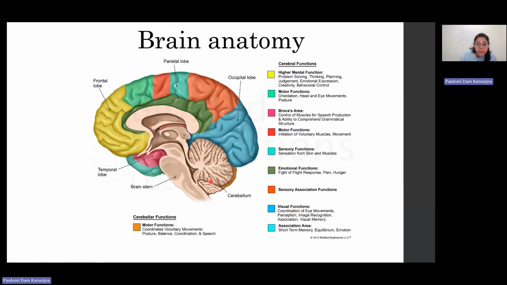For example, cerebellum is mainly for your motor function, so your voluntary movements, posture, balance, while your cerebrum is mostly for your higher mental function. It can also be part of different kinds of motor function. They have Broca's area, which is in temporal lobe. They are associated with sensory function. So for all the kinds of activities that we do, parts of your brain are responsible for mediating those functions, right?